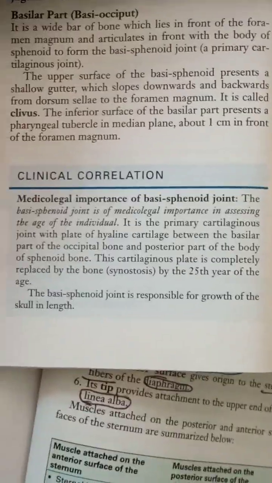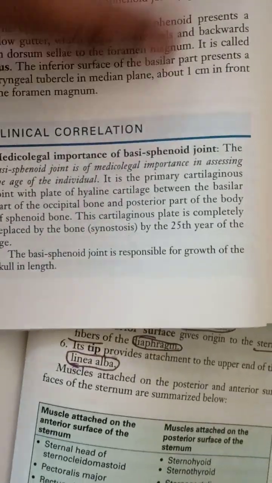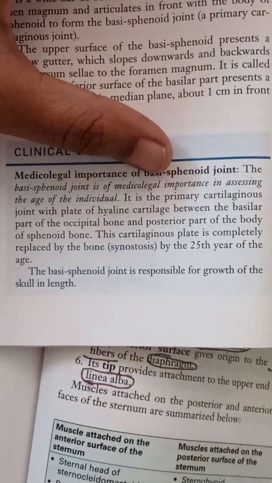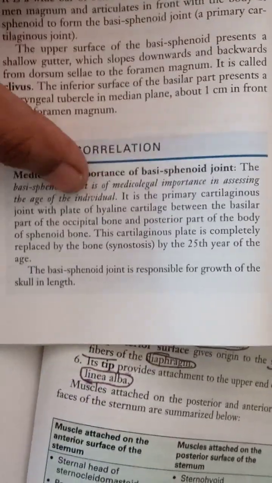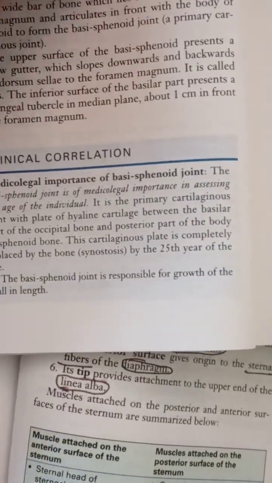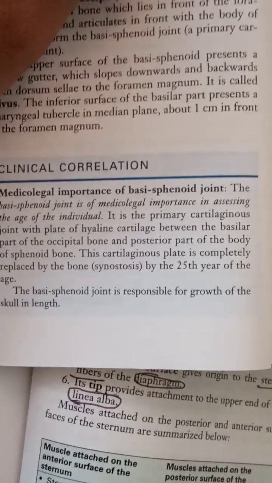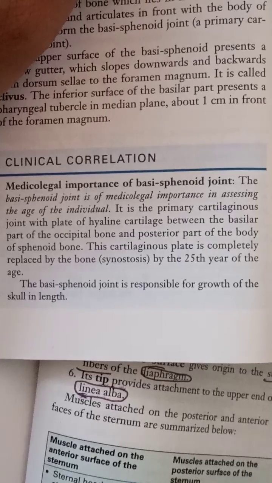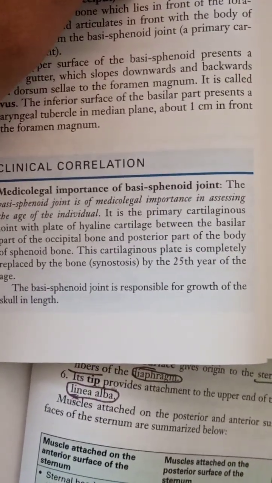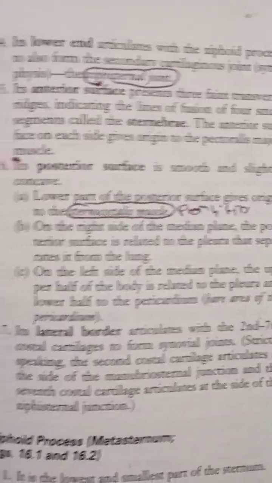In case of the spheno-occipital joint, it is really very important to know about the medico-legal importance of the basisphenoid joint. It is of medico-legal importance for assessing the age of the individual. It is actually a primary cartilaginous joint with a plate of hyaline cartilage. Primary cartilaginous joint is nothing but synchondrosis. Secondary cartilaginous joint is nothing but symphysis.